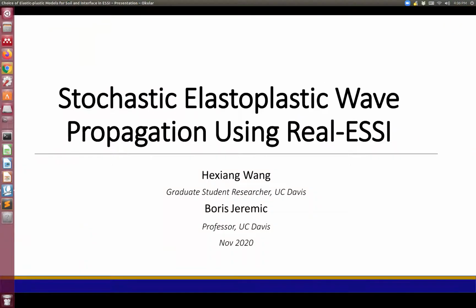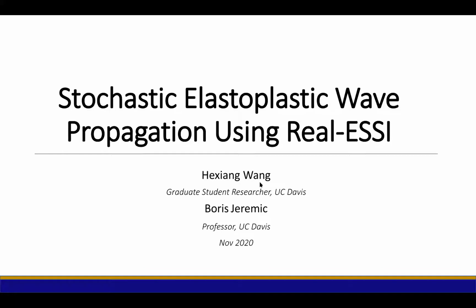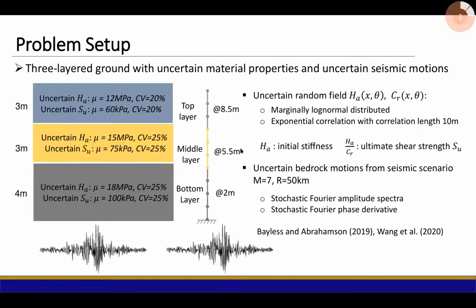Yeah. So good afternoon, everyone. Today we're going to continue to talk about our stochastic finite element modeling. Specifically, we're going to use an example to show you how to use ReSSI to do stochastic elastoplastic wave propagation. So this is the example that we're going to present today. We have a 3-layered nonlinear elastoplastic site. We're going to consider the uncertainty in this elastoplastic material, and also the uncertainties in the seismic motions. And we're going to input both of these uncertainties and represent them in polynomial chaos inside ReSSI.